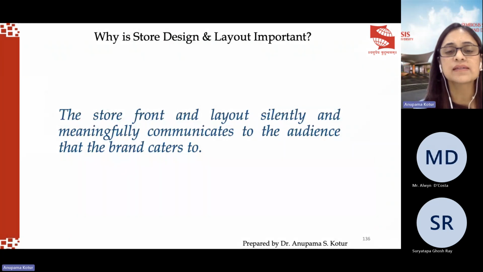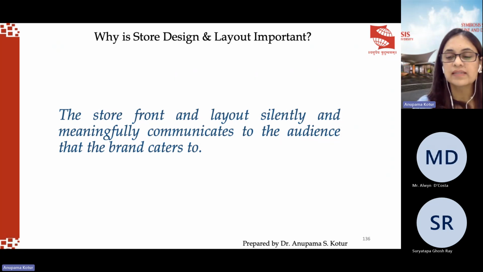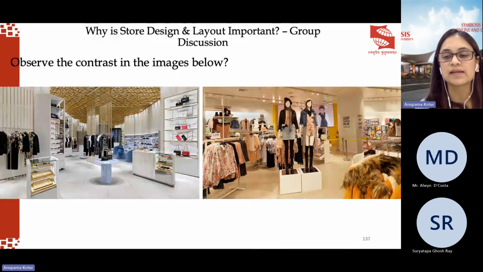Okay, the storefront and layout really very silently and in a very significant manner communicate to the audience about the brand itself. So therefore, it's very important that a lot of attention is paid to the store design and layout. So here is an activity that I would want all of you to do, whether you are attending this class right here, right now, or attending or watching this video at a later time.